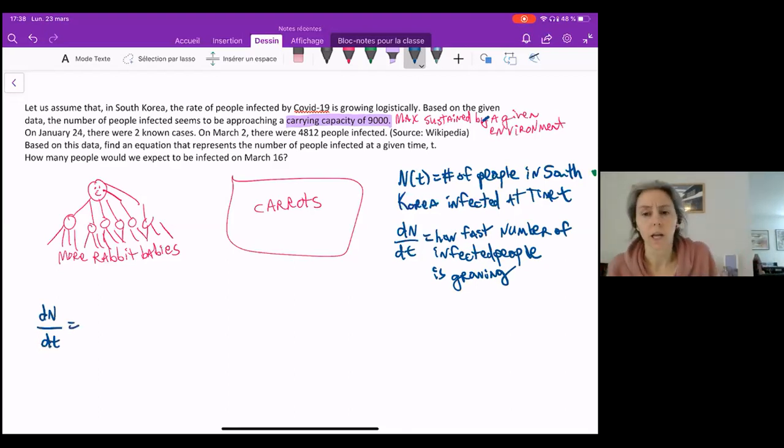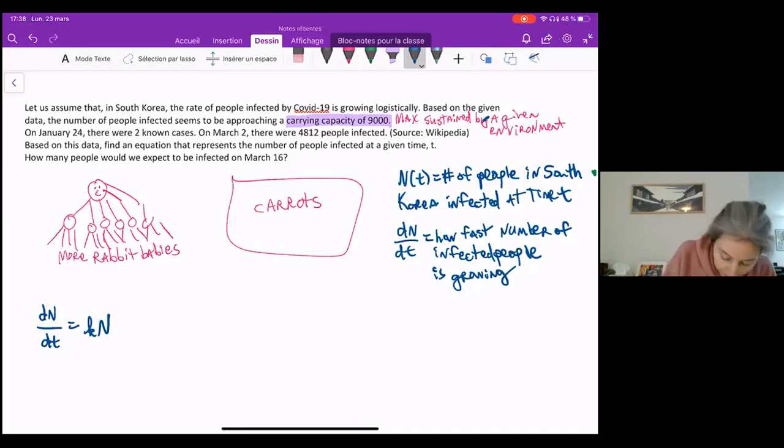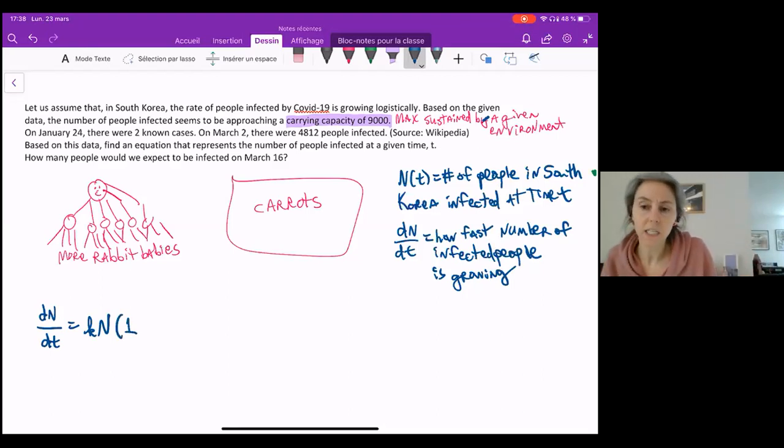Well, first, it means that in the beginning, before we have not enough carrots, for example, this is going to be growing at a rate proportional to the amount of rabbits that there are, or in this case, the amount of people that are infected. So here I'll have k times N. In other words, in the beginning, the growth rate is going to be exponential, the same as what we saw occurring in Italy.